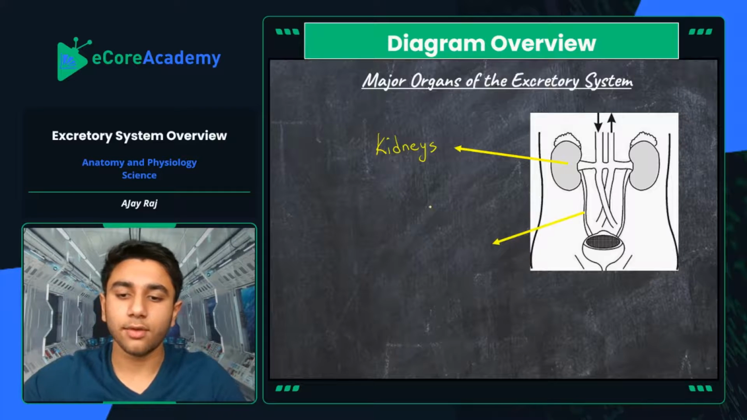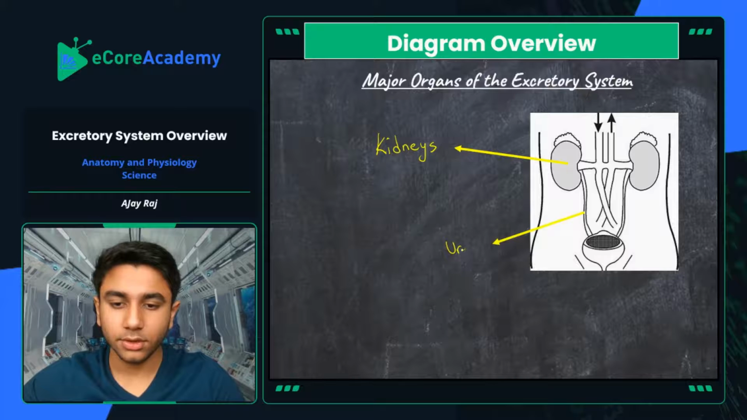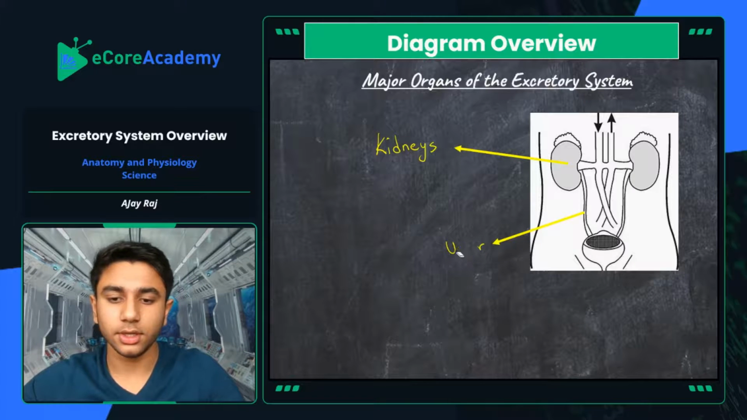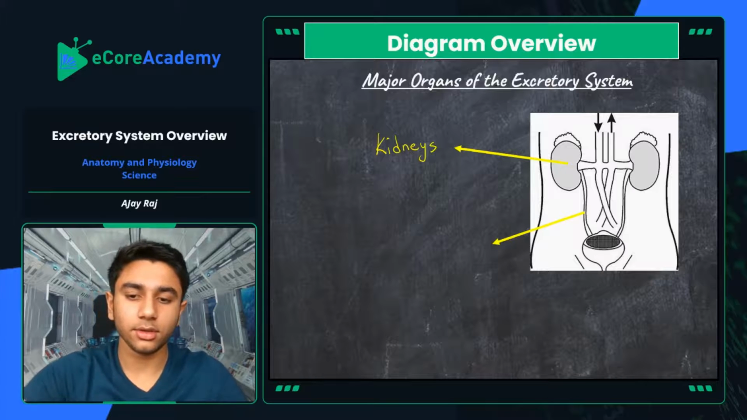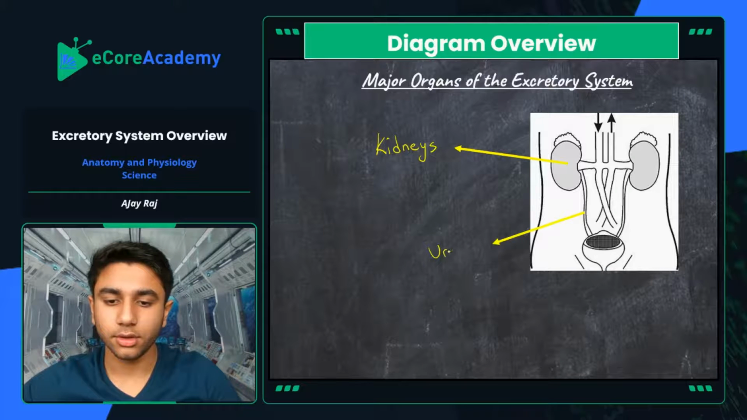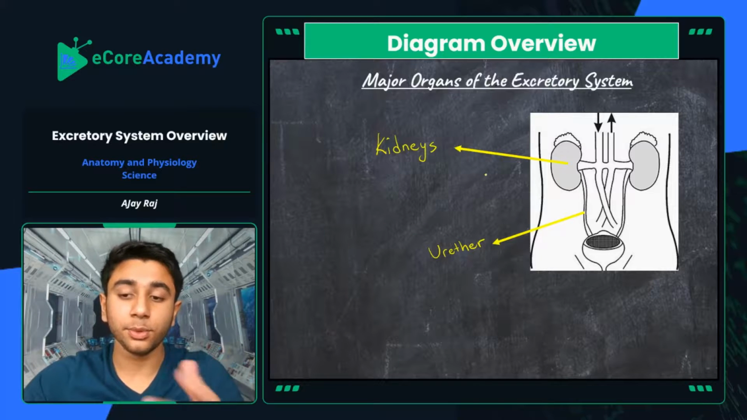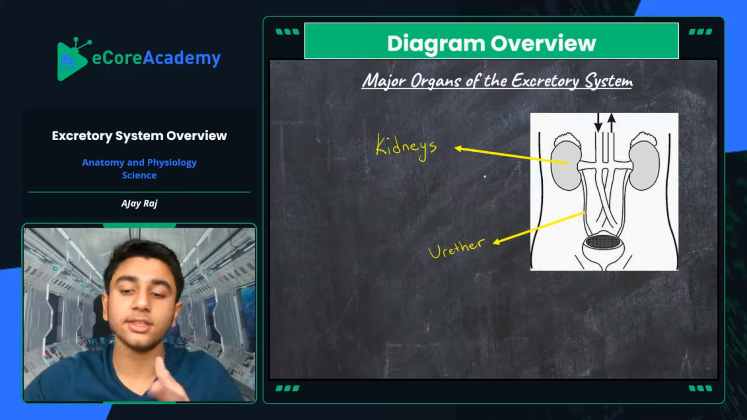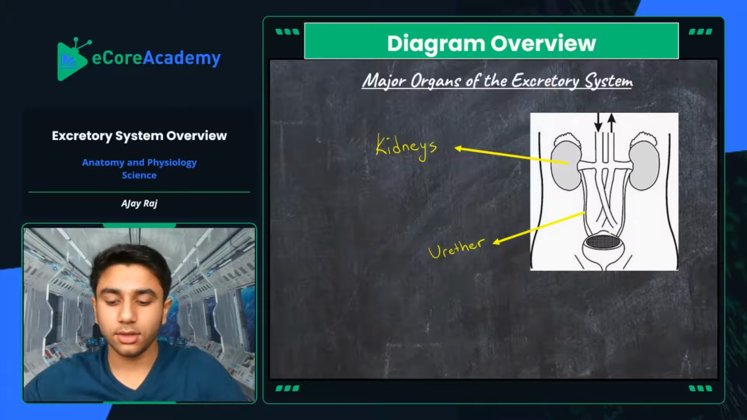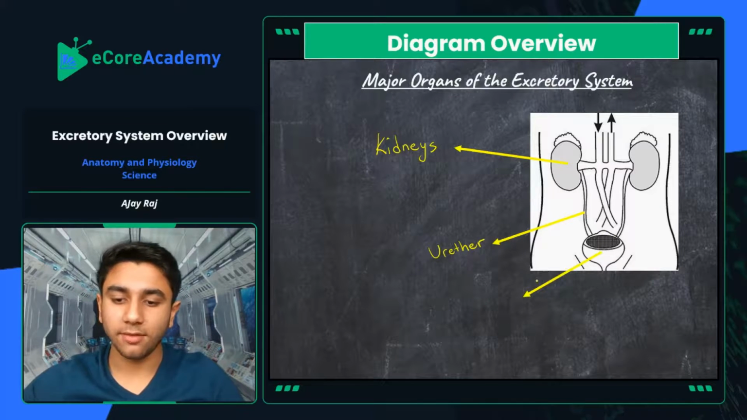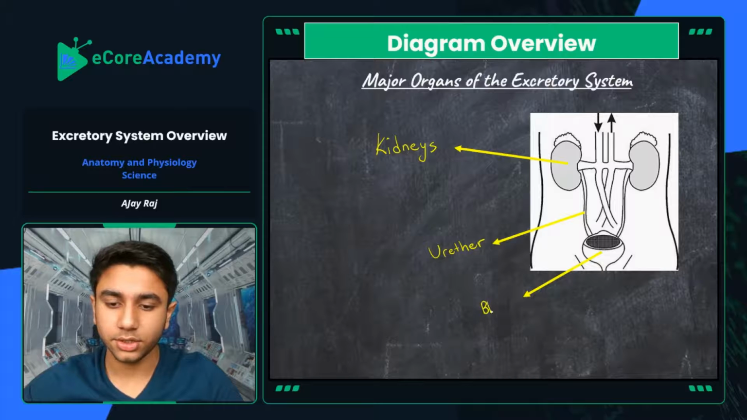Then, of course, we have the ureter. It's spelled U-R-E-T-E-R, ureter, right here. The ureter actually transfers the fluid within the kidney into the bladder itself. Then we have the bladder, as shown.